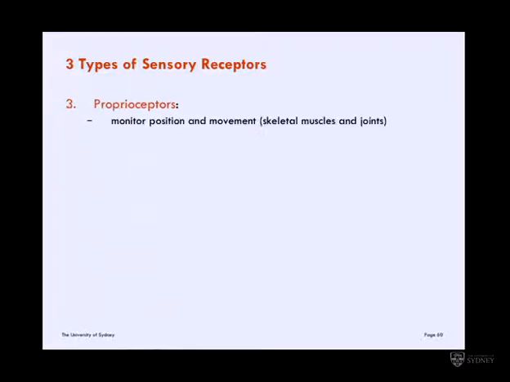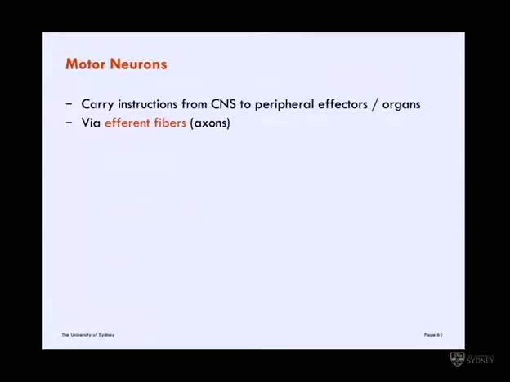And then we have proprioceptors that monitor position and movement. And therefore, they're in joints and skeletal muscle, for example. Motor neurons carry the information from the central nervous system, in response to the sensory information that comes in, to the peripheral organ or effector, and they're carried by the efferent fibers or motor fibers.